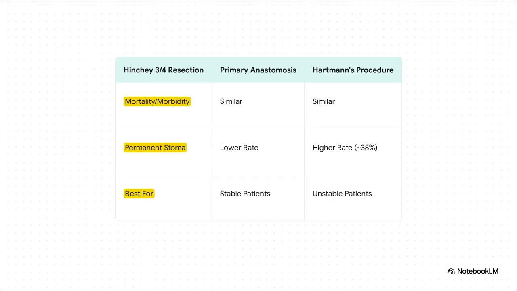So when a resection is unavoidable for Hinchey 3 or 4 disease, the next question is what to do with the two ends of the bowel. Historically, the Hartmann's procedure was the default. But now, randomized trials have shown us that in stable patients, doing a primary anastomosis, sewing the ends back together, is just as safe. Morbidity and mortality rates are similar. The crucial difference? It dramatically drops the risk of needing a permanent stoma, which happens in almost 40% of patients who get a Hartmann's. That's a huge deal for quality of life.